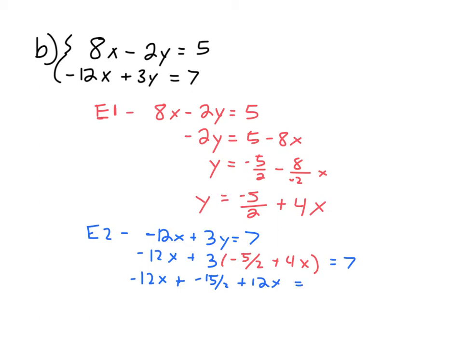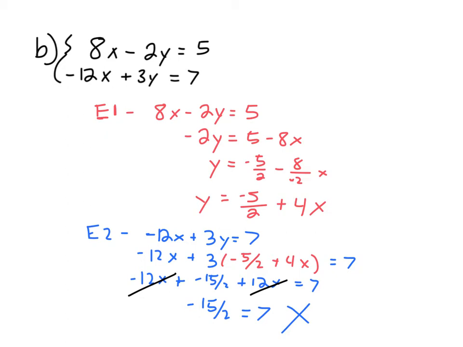12x equals 7. The negative 12x here cancels with the positive 12x there. So then I'm left with negative 15 over 2 equals 7, right? And that's not a true statement. Negative 15 halves does not equal 7. So this is an example of a system of linear equations that does not have a solution.